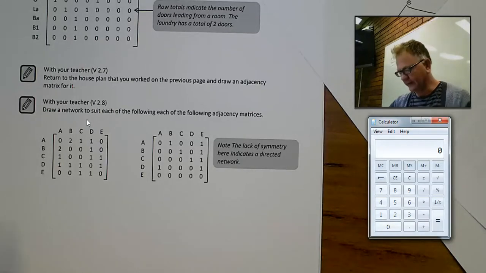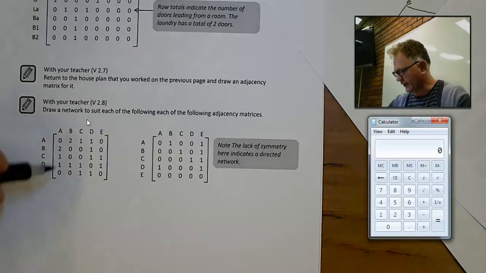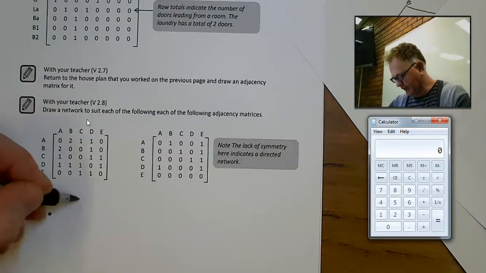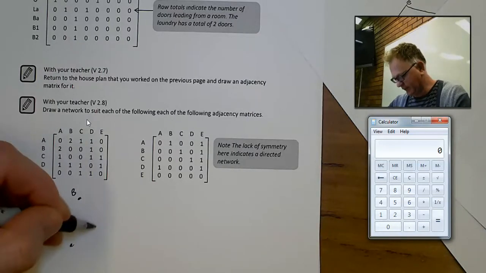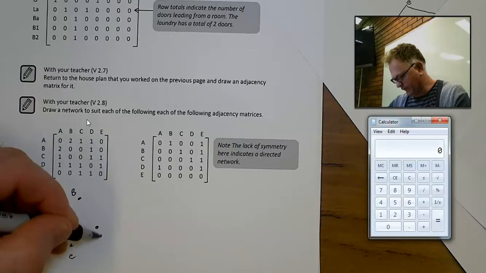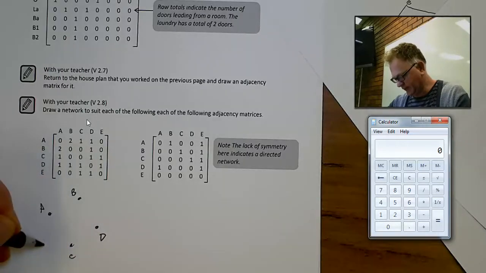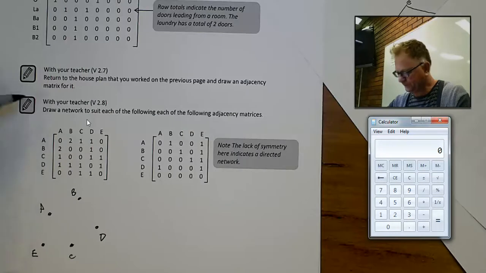So let's start by drawing it. Now there are 5 different vertices in the network, so let's put them down. A and B, C and D, and E, and we'll see if we can connect them up.